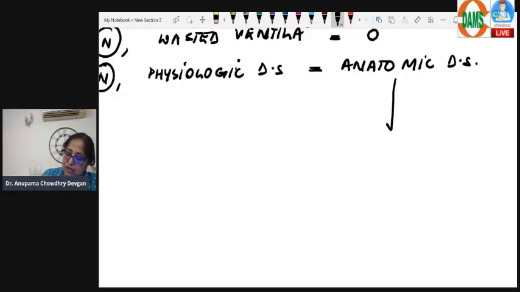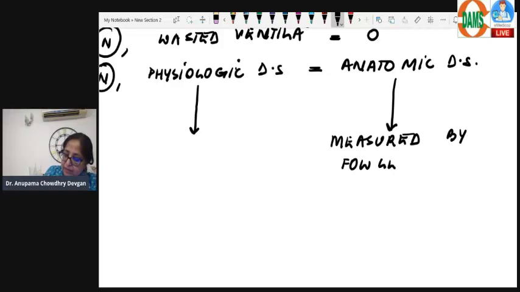How do you measure the anatomic dead space? How do you measure the physiologic dead space? Anatomic dead space is measured by the Fowler's technique, or the Fowler's method.